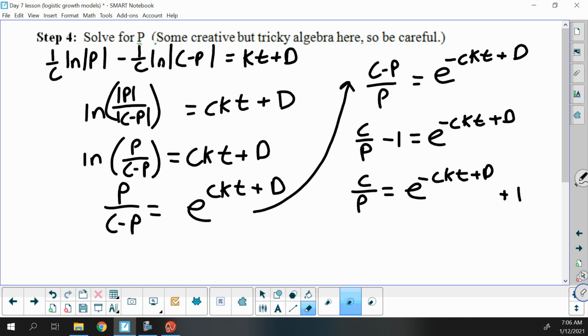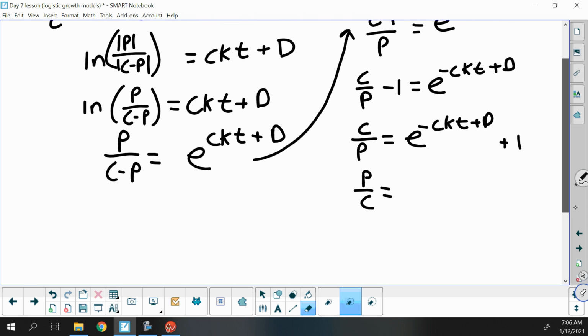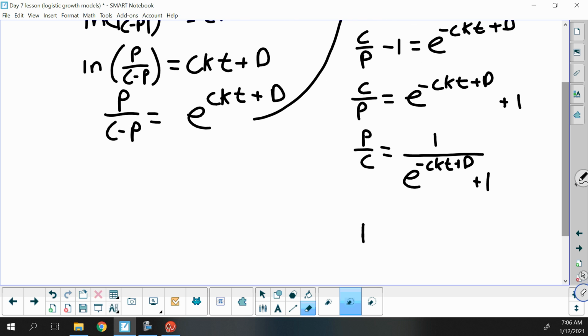And we're trying to solve for p, so we're going to redo that idea where we flip both fractions. So this is going to be p over c now. We can't just do the negative exponent this time because we've got the plus 1 on the end. So this time we've got to write it as 1 over e to the minus ckt plus d, and then plus 1 on the end. And to finish getting p alone, we need to multiply the c over. So we'll have p equals, c will be on top. And then don't write the bottom yet, I want to walk you through something.